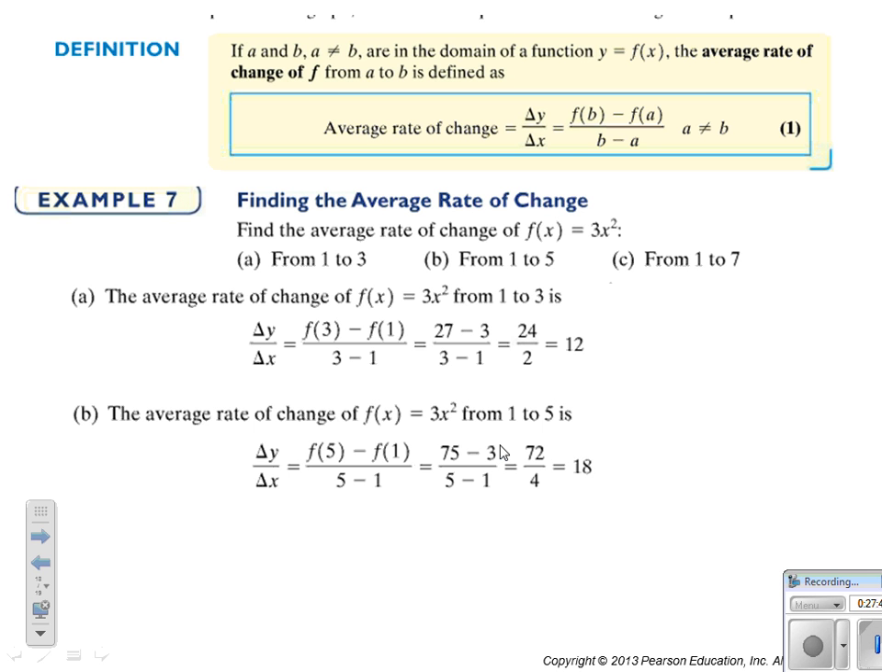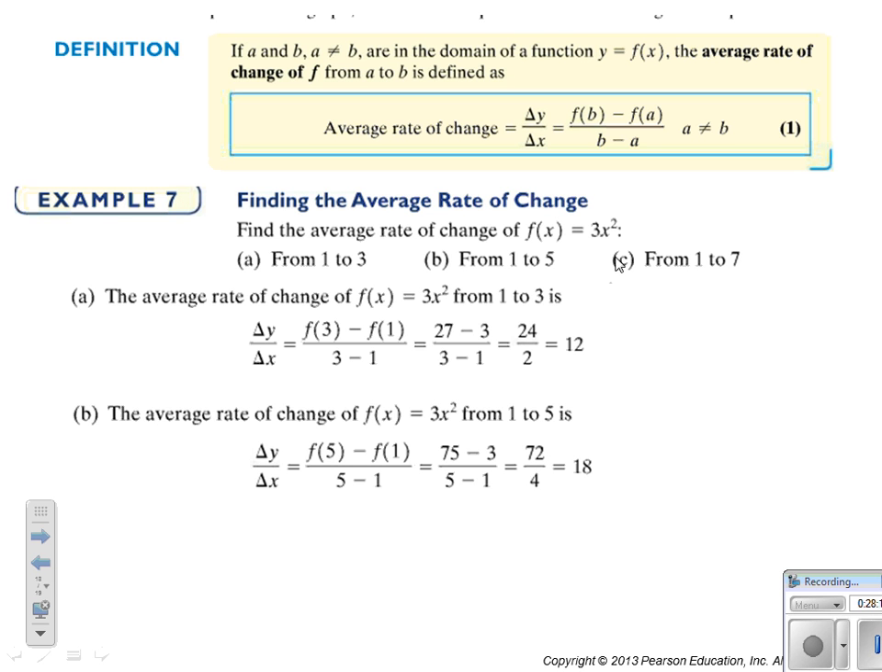We do the same thing, except we change from a 3 to a 5. So we're now going from 1 to 5. So we put 5 into our function. 5 squared is 25. 25 times 3 is 75. Minus f of 1, which we found to be 3 last time we calculated it. And then 5 minus 1 is 4. So 75 minus 3 is 72. Divided by 4 is 18.